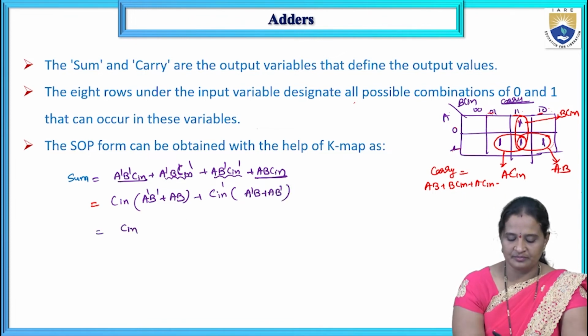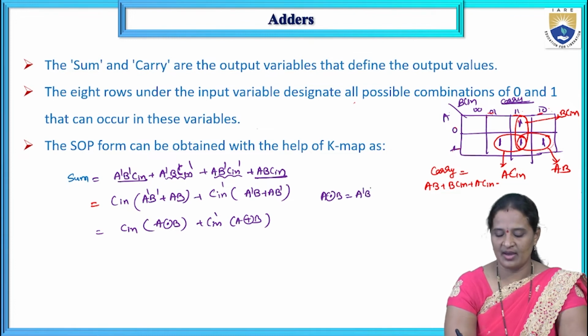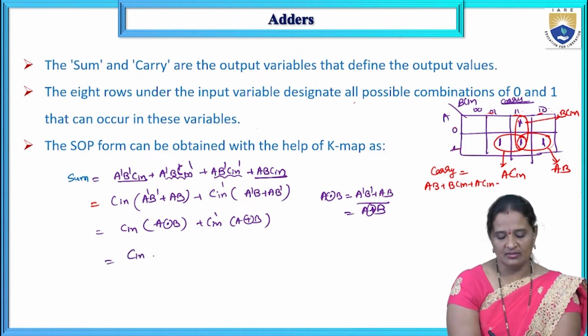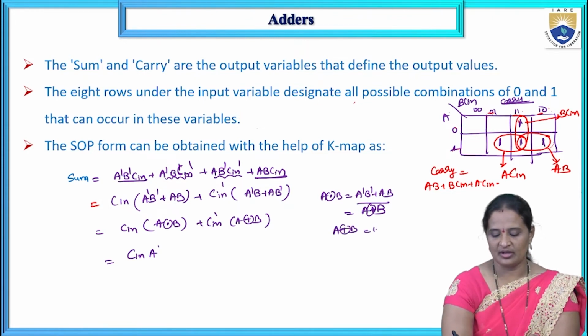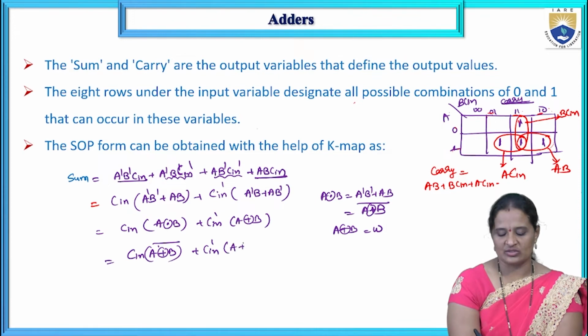So now I can write this one as C in into A XOR B complement plus C in complement of A XOR B. Okay, what is A XOR B? A XOR B is nothing but A bar B bar plus AB, which is nothing but A XOR B whole complement. So this is the thing we have seen. So now I can write it as C in into, let us consider A XOR B as W, so this one becomes A XOR B whole complement plus C in complement of A XOR B, right?